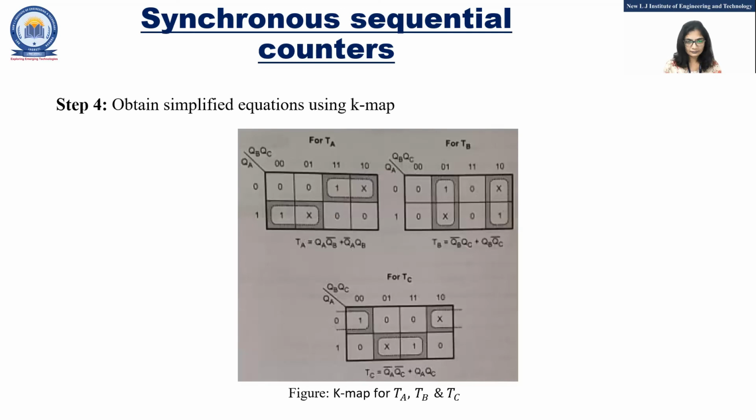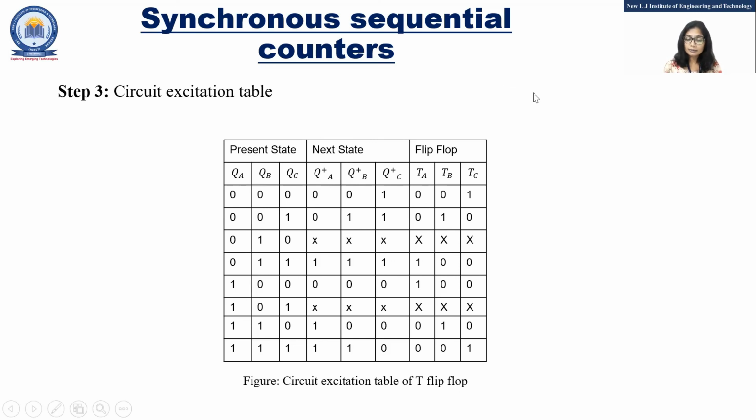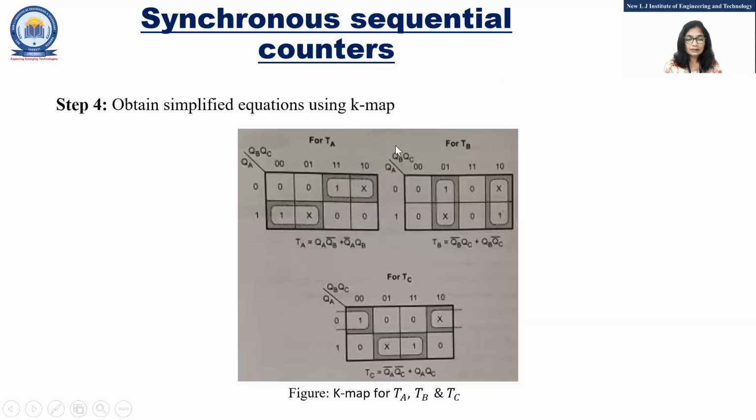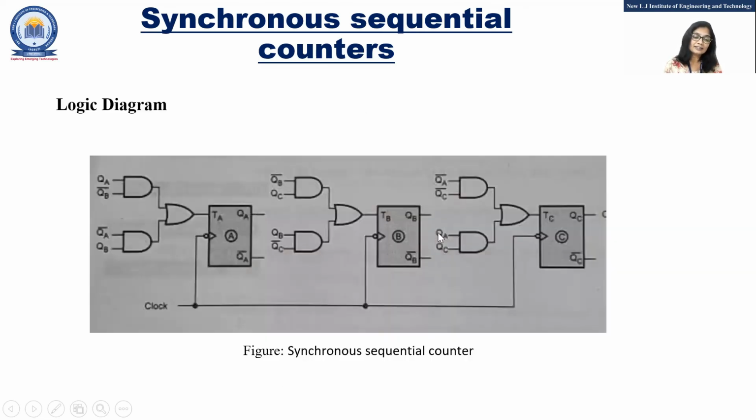Okay. Then what is the next step? You have to draw the K-map for this given table for TA, TB and TC. So here for TA, TB and TC, we have these K-maps and you have to solve these K-maps and write the Boolean equations. From these Boolean equations, we can draw the logic circuit like this way.